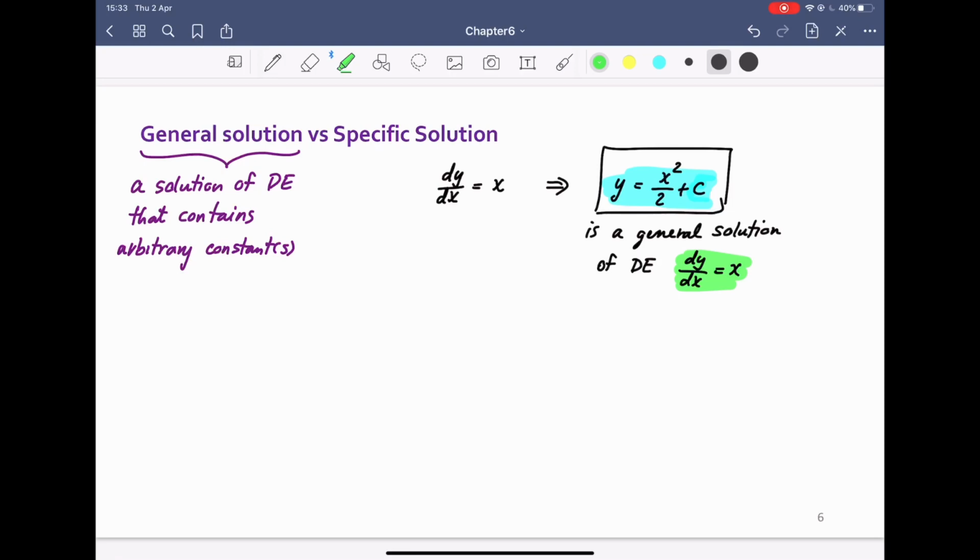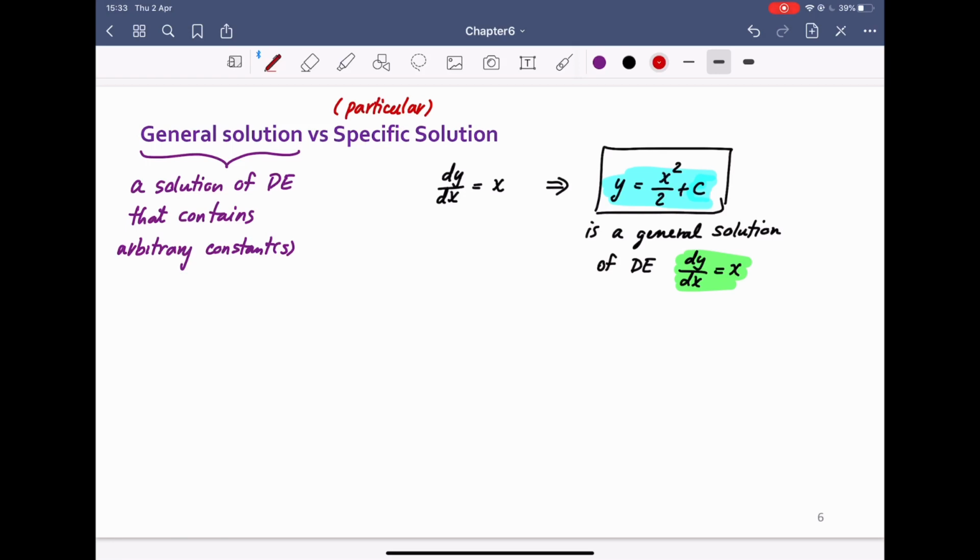For a specific solution, what is a specific solution? In other words, a specific solution or particular solution, the same thing. A specific solution is a solution that satisfies some additional requirement. So if you add some additional requirements to the differential equation, you can solve for c, solve for some constant, and that answer will be your particular solution.